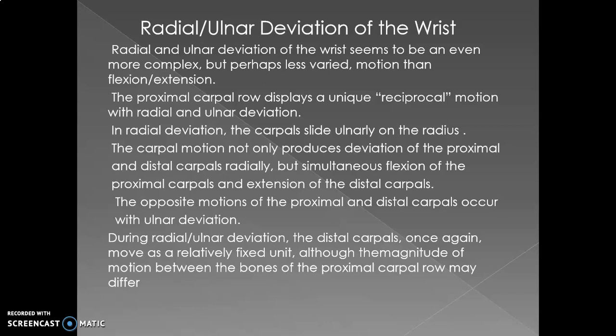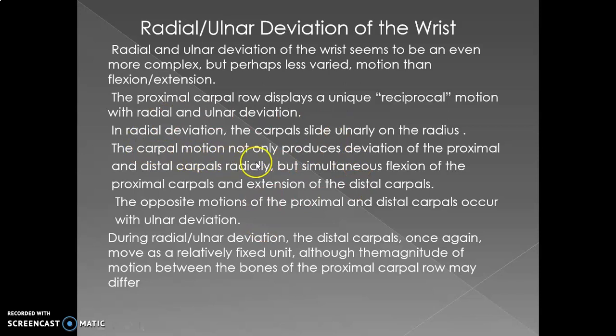In radial deviation, the carpals slide ulnarly on the radius. That means when somebody does radial deviation, the carpals will be sliding towards the middle side, that is, they call it ulnarly. They are moving towards the ulna, and where are they gliding? They are gliding on the radius, because we know that the joint is called radiocarpal. We don't give importance to the ulna in the radiocarpal joint, that is the wrist joint. So in radial deviation, the carpals slide ulnarly on the radius.